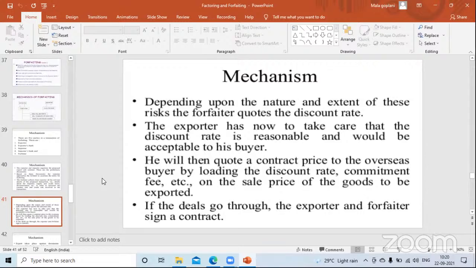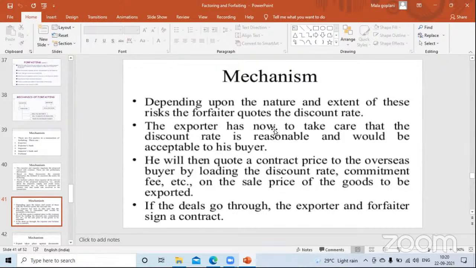He will deduct the discount rate a little more as compared to the case where chances of risks are lower. Are you getting my point? So suppose risk is low, then the discount rate will also be low. And if different types of risk are attached to the transaction, if they are higher, then the discount rate will also be higher. So depending upon the nature and extent of risk, the forfeiter will charge you the discount.